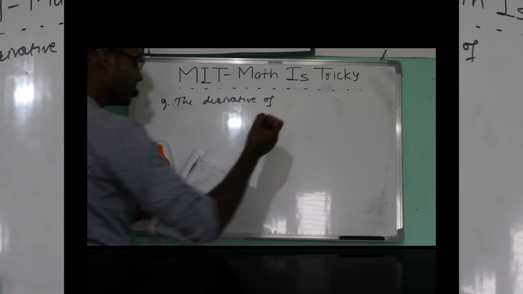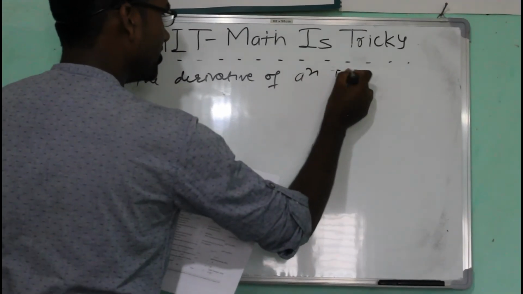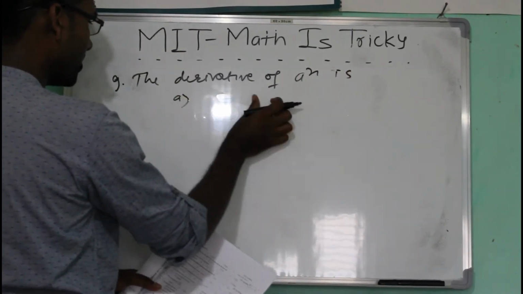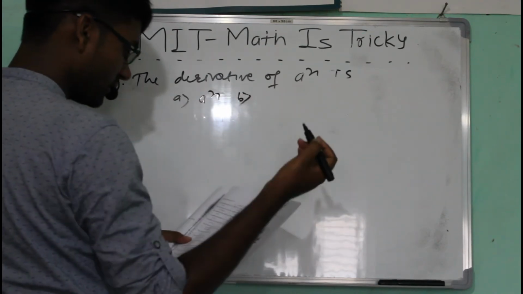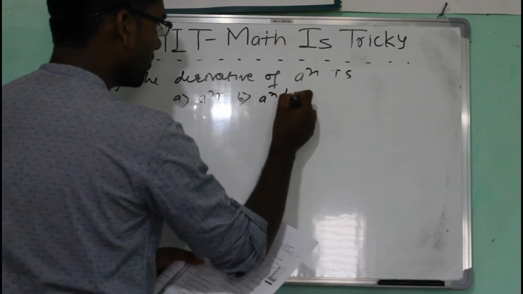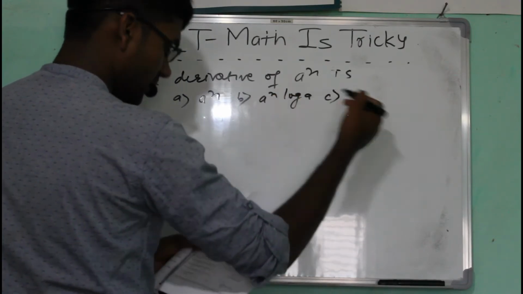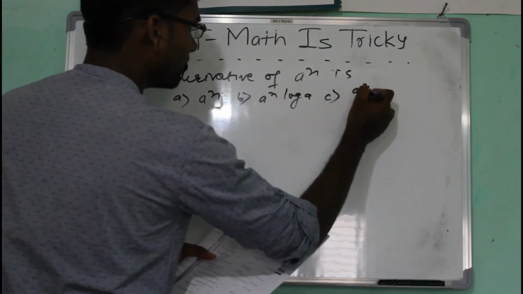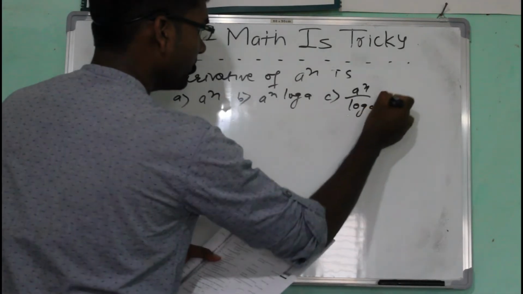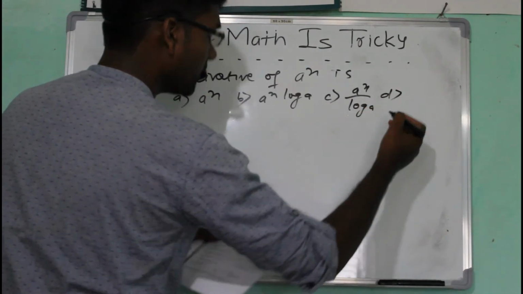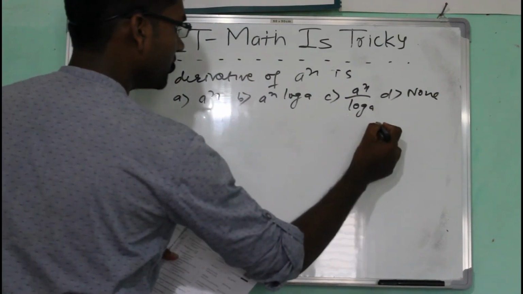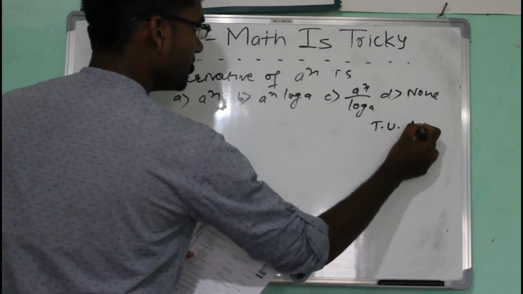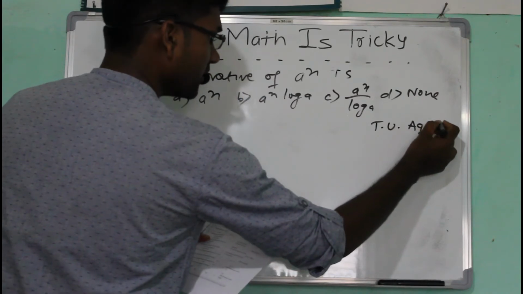The next question is: the derivative of a power x is. Different options are there, I'm writing them here. A is a power x, B is a power x log a, C is a power x by log a, option D is none. And this question is from TU AG 2064.